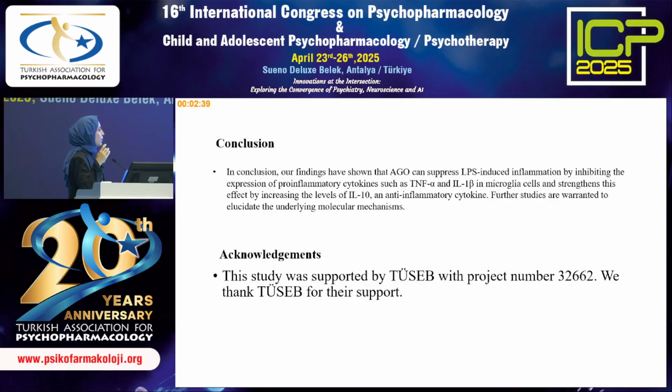In conclusion, our findings have shown that AGO can suppress LPS-induced inflammation by inhibiting the expression of pro-inflammatory cytokines such as TNF-alpha and IL-1 beta in microglial cells, and strengthens this effect by increasing the levels of IL-10, an anti-inflammatory cytokine. Further studies are warranted to elucidate the underlying molecular mechanism.